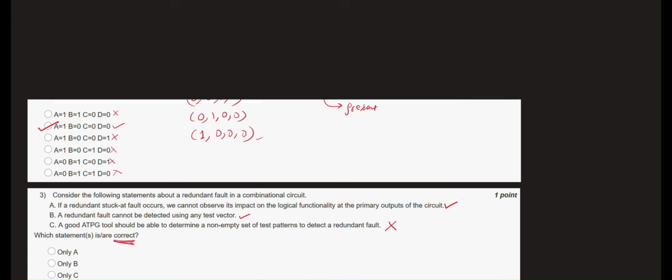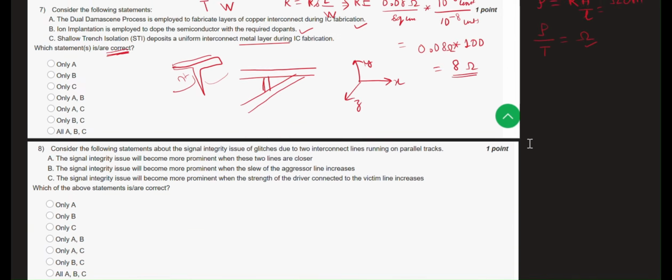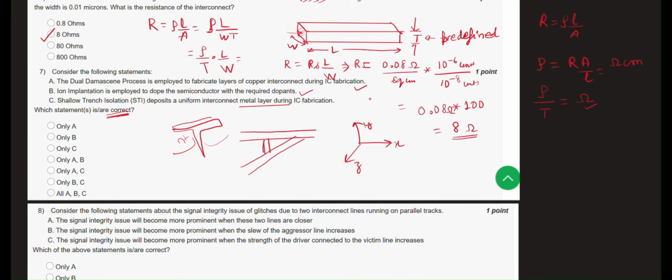Let's go to our question now. So shallow trench is not a method of depositing a metal layer. Indeed we deposit an oxide layer to avoid the mixing of N well and P well, because that will destroy my whole device itself. So this is not the correct option. My correct options are: the dual Damascene process is employed to fabricate layers, yes, this is correct, and ion implantation is employed to dope the semiconductor with the required dopant. This is also correct. So the correct options are only A and B.